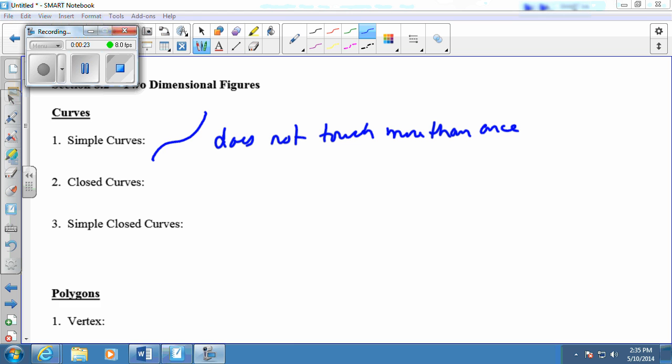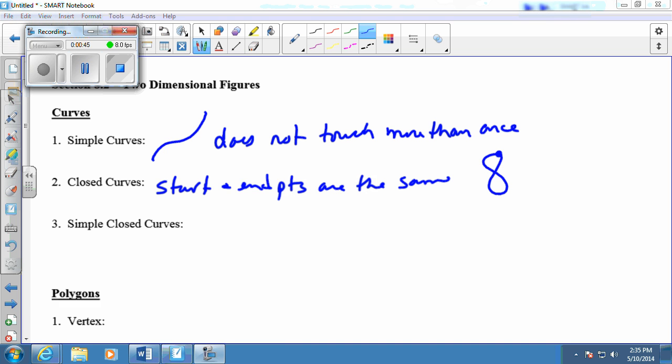So what does a closed curve look like? Well, it does touch more than once. The start and the ending point are the same. So an example of that, starting point, ending point are the same. So that would be a closed curve.